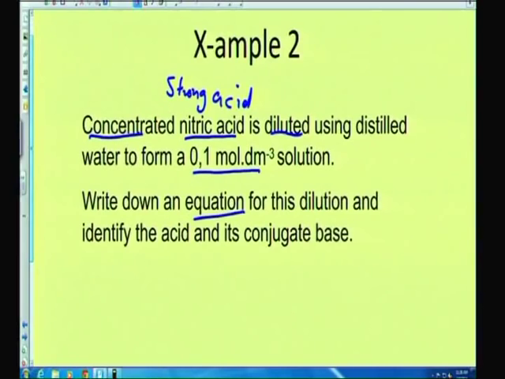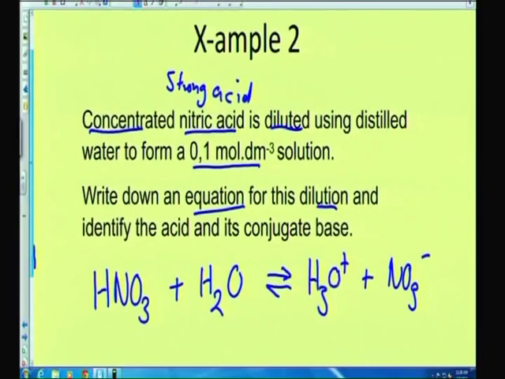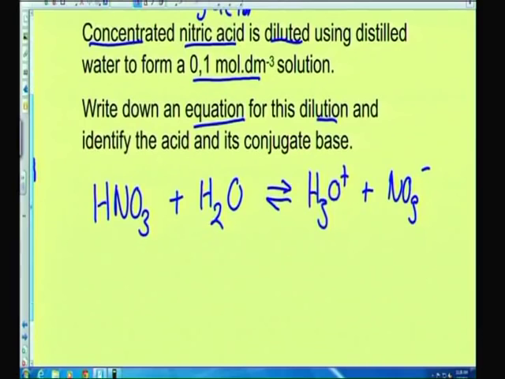Write down an equation for this dilution. So here's my equation. Nitric acid, HNO3, plus water, H2O, is going to form H3O+ and NO3-. Very simple. We recognize that that is in equilibrium. And now the next thing they're asking you to do, having written down the equation, is to identify the acid and its conjugate base.